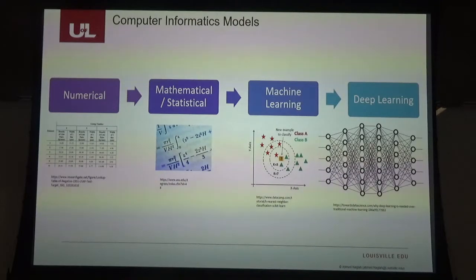When we move from numerical through mathematical, statistical, machine learning, and deep learning, we're moving from handcrafted features and handcrafted models, built to fit one specific type of biological structure or system, towards a kind of automated model that can learn automatically from the measurements taken from the biological system.